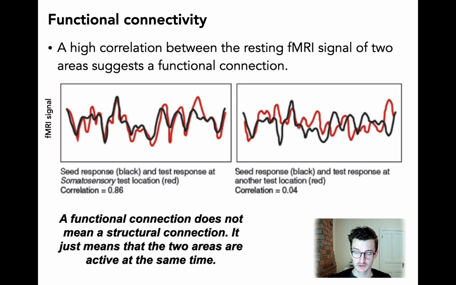Now, a functional connection doesn't mean that those brain areas are necessarily directly, physically connected. It suggests that they are, but we don't actually have evidence for that. This is correlational data. So why is this interesting? We can examine how these connections change with, for instance, learning.